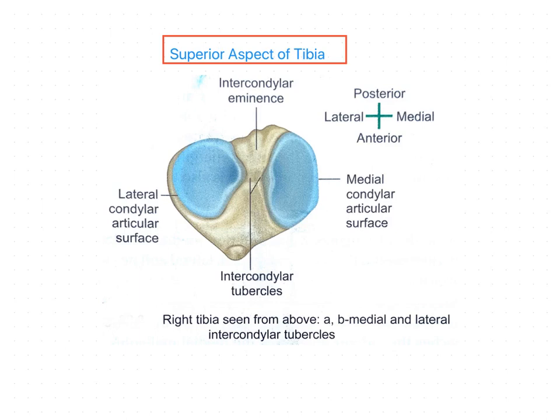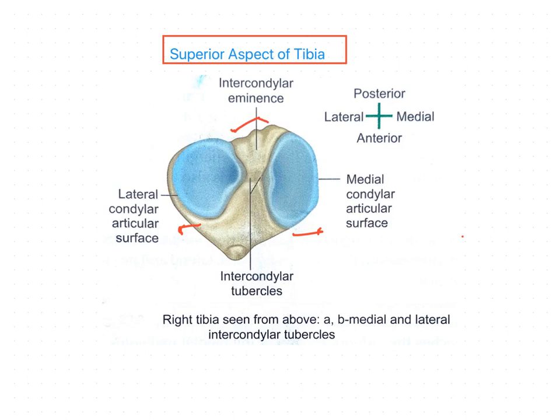Now this is the superior aspect, or we can say upper view or superior view, or we can see this bone from above. We can see like this. Now this upper end of the tibia is expanded to form a mass that projects medially, laterally and posteriorly beyond the shaft.